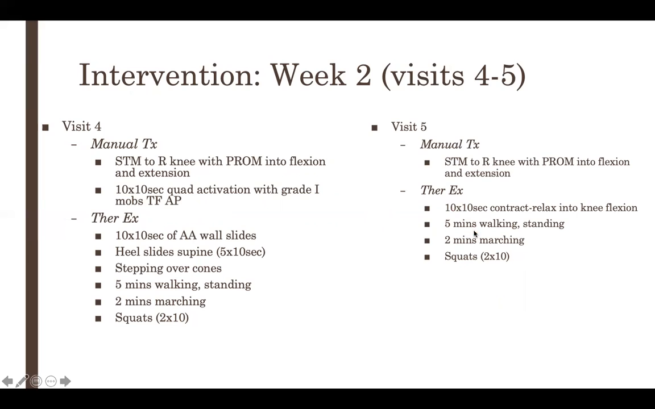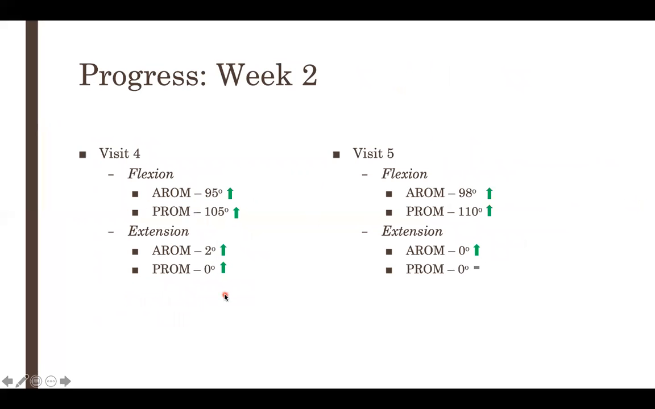We had a very similar therapeutic exercise for visit 5, but also included 10 times 10 seconds of contract, relax into knee flexion. This is a great way to isolate activation of the hamstrings, and we used it quite a bit. She improved in both visits 4 and 5 in her active and passive range of motion for knee flexion and extension. She improved in active range of motion with both visits, improved in visit 4 with passive range of motion, but not in visit 5.